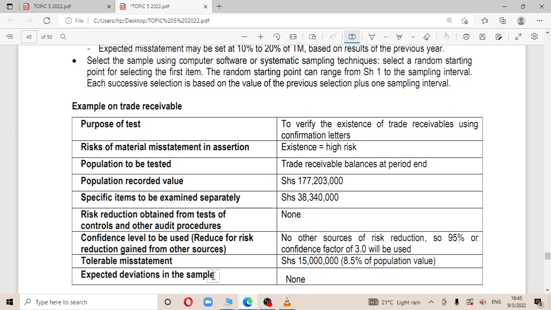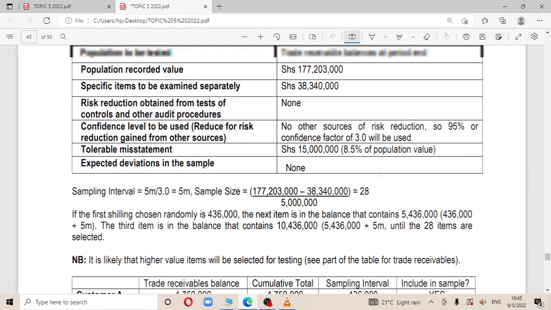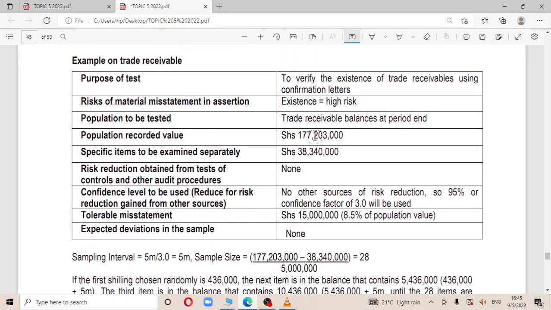So what do we start with? We first get the sample interval. Sample interval, we said it is the total population, then you divide by the sample you have selected, the sample size. Now, from here, for example, we said that our total population is 177,203,000, and a specific item to be examined. This is like our sample size. So we find that we're going to get the population minus the specific item we want to examine.